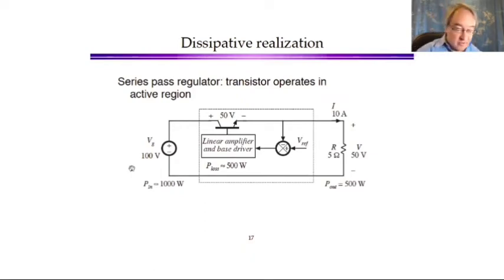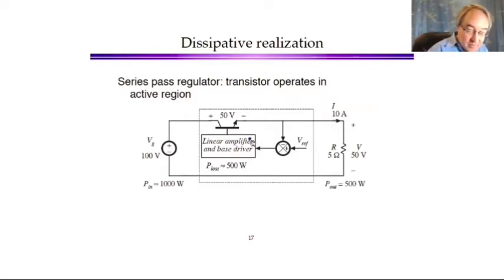At low power levels, it's common to build a series pass regulator circuit that operates almost in the same way as the resistive voltage divider. Except instead of a resistor, we put a transistor that operates in the active region, and it has the same voltage across it that the resistor on the previous slide had, so it dissipates the same 500 watts. With the series pass regulator, what the transistor allows us to do is to build a feedback loop that adjusts the control or the drive of the transistor to regulate the output voltage.